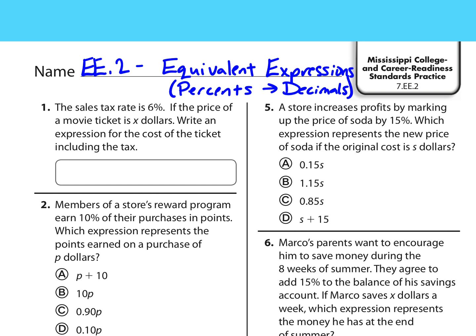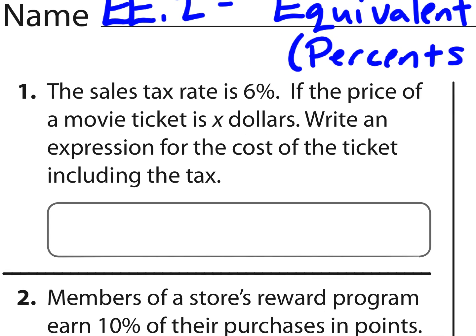Standard EE2 is about equivalent expressions, and typically these problems are dealing with percentages of increase or decrease, such as sales tax or discounts, and changing them into decimal forms of the same expression. So we're going to start with problem number 1. The sales tax rate is 6%. We know that is an increase. If the price of a movie ticket is X dollars, write an expression for the cost of the ticket, including tax.